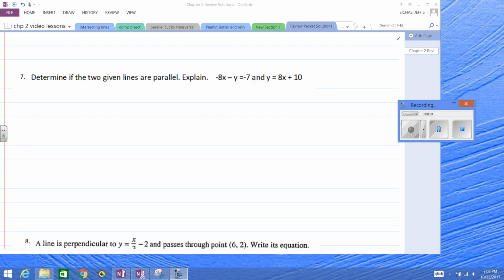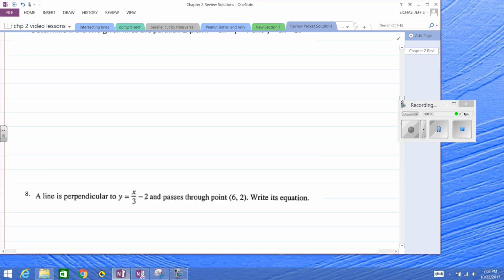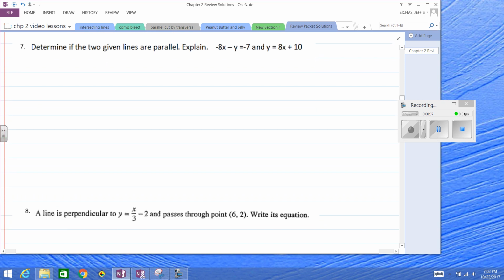Okay, the third video continues on our review packet. Let's see. So number 7. Okay, we got the idea of explain here. So the work that we're going to do to get parallel is we're going to try to see what the slopes are. So we're going to have to take this equation and we'll put it into y equals mx plus b form.